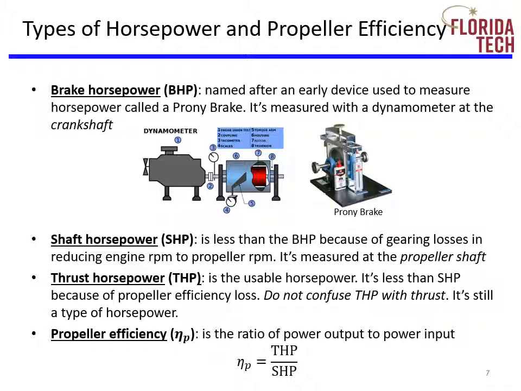The third one is thrust horsepower. This is the usable horsepower. It's less than shaft horsepower because of propeller efficiency loss. And do not confuse thrust horsepower with thrust. It's still a type of horsepower. Finally, we have propeller efficiency, which is the ratio of power output to power input, which is thrust horsepower divided by shaft horsepower.